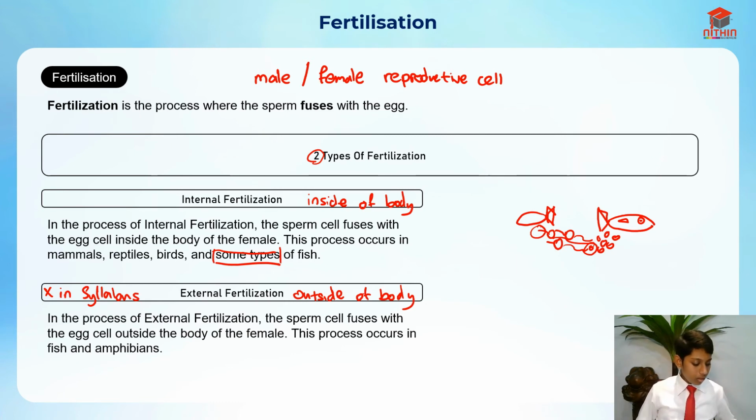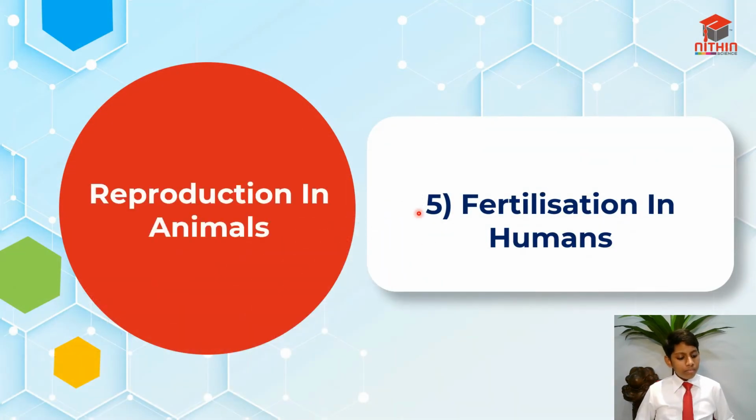Okay, so this is what I mean. I hope you understand this. So this happens in amphibians as well. Okay, now let me move on. For the fifth segment of this video, I am going to go through fertilization in humans.